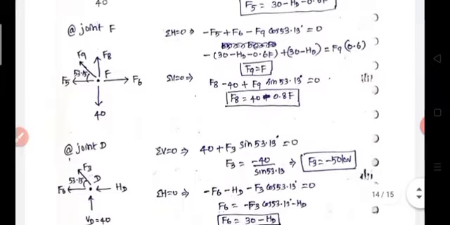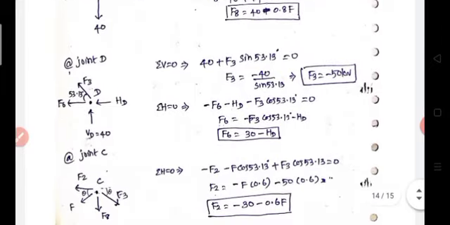At the joint D, we have VD, HD, then F6 and F3. So apply the vertical and horizontal equilibrium equations. With this, F3 is equal to 50 kilonewton. Summation of H is equal to, so F6 is equal to 30 minus HD.